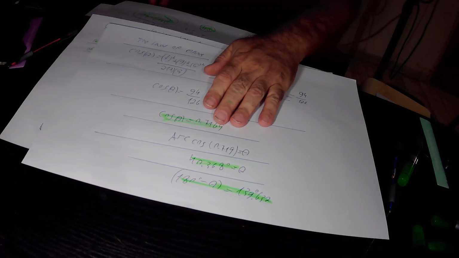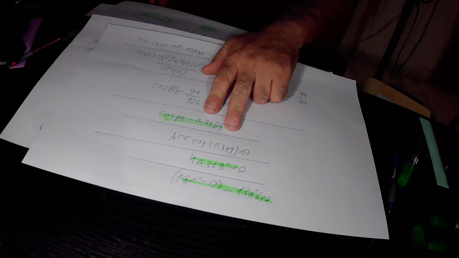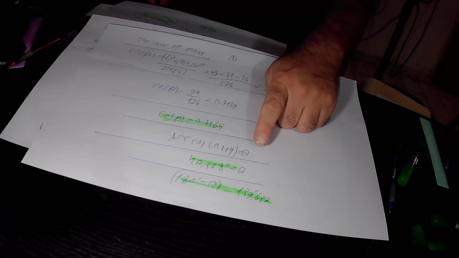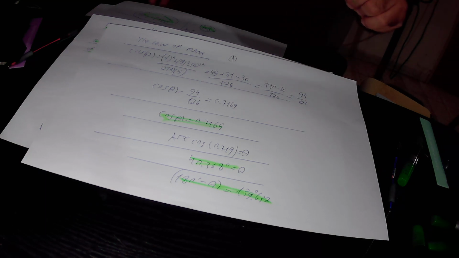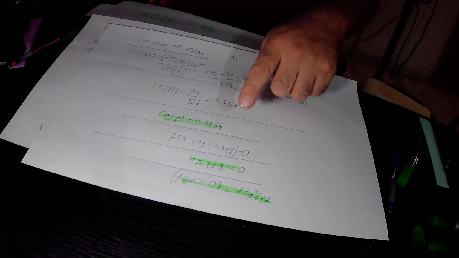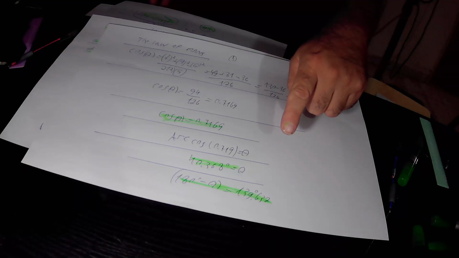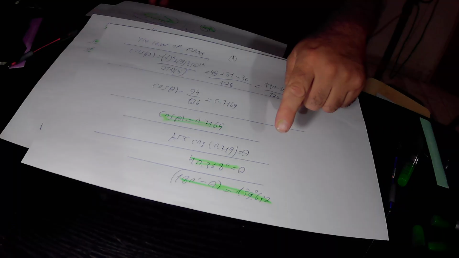You can find on any scientific calculator that arc cosine of 0.7169 is equal to 40.368 degrees. So angle theta equals 40.368 degrees in size. So 180 degrees minus theta equals 180 degrees minus 40.368 degrees, that is 129.632 degrees in size.